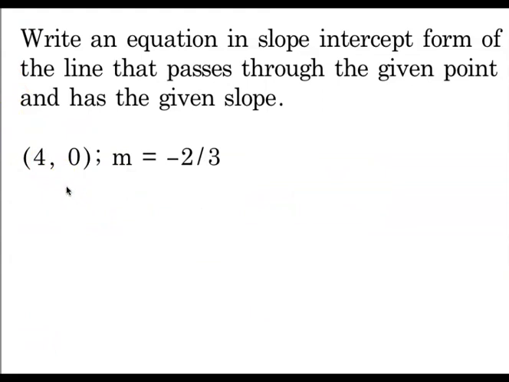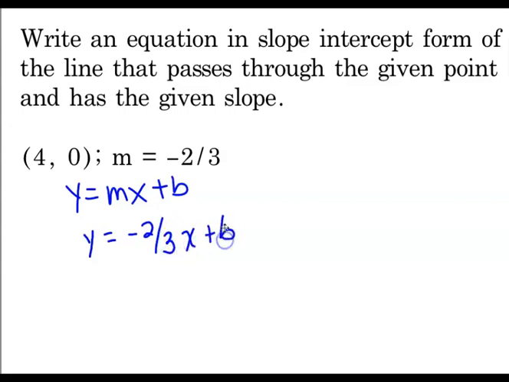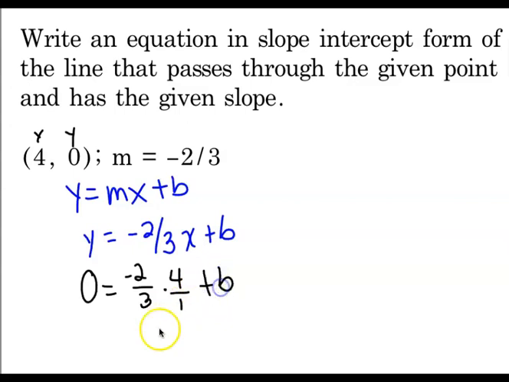So the last example that I'm going to show you, given a point and the slope, in this case you're given the x-intercept, so you still need to find the y-intercept. Slope-intercept form, y equals mx plus b. So I know it's y equals -2/3 x plus b. I need to find b. So I know my point's always (x, y), so I make it 0 equals -2/3 times 4 plus b. Okay, -2/3 times 4 gives me -8/3 plus b, and that has to equal 0.